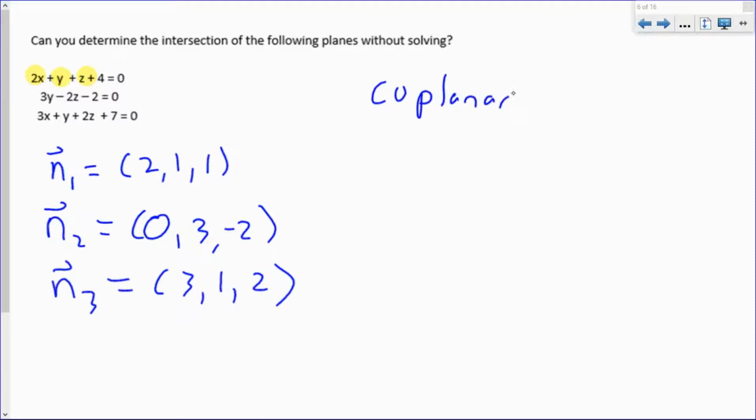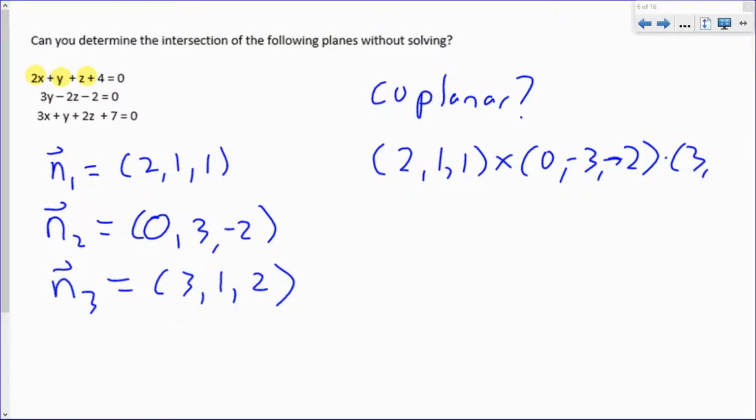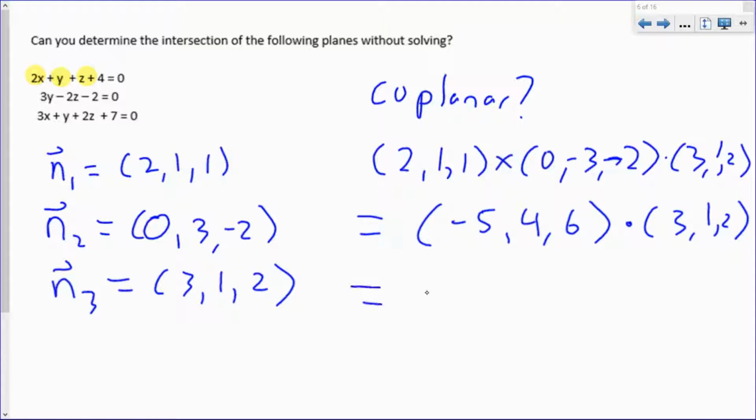I need to use the triple scalar product. It doesn't matter which 2 you cross first. It won't make a difference. I want to know if this is equal to 0 or not. If you do the cross product, you will get negative 5, 4, 6. Dot that with 3, 1, 2. And you'll find you get negative 15 plus 4 plus 12, which is 1. And more importantly, that is not 0.